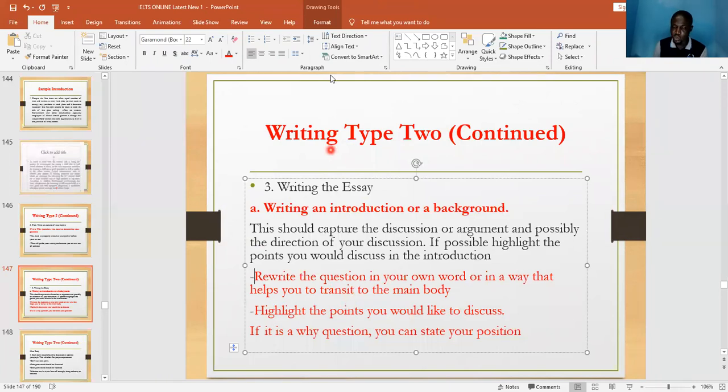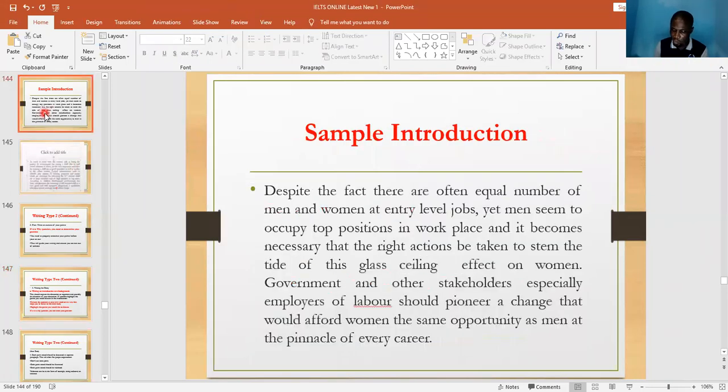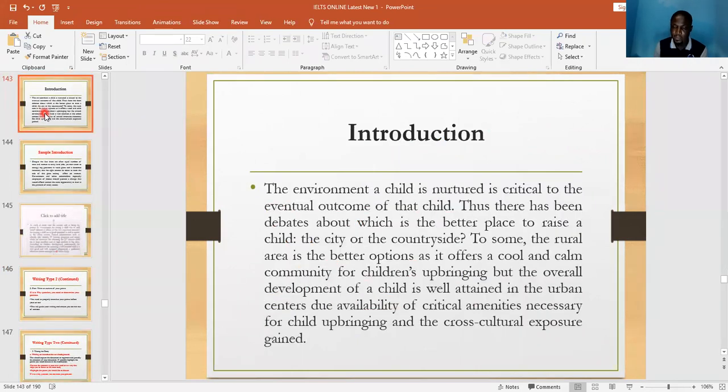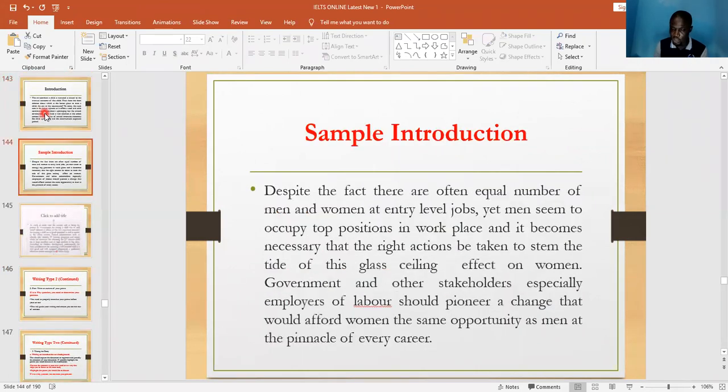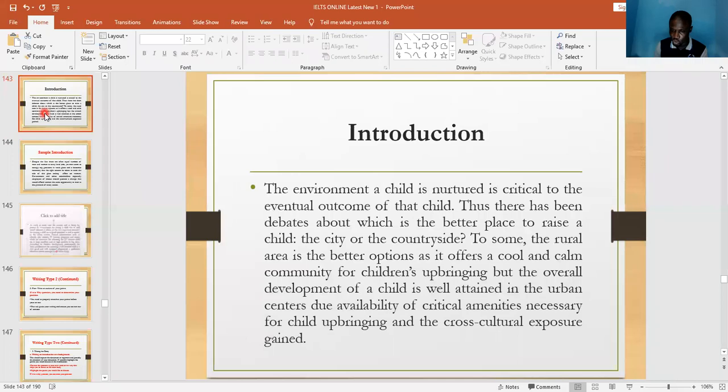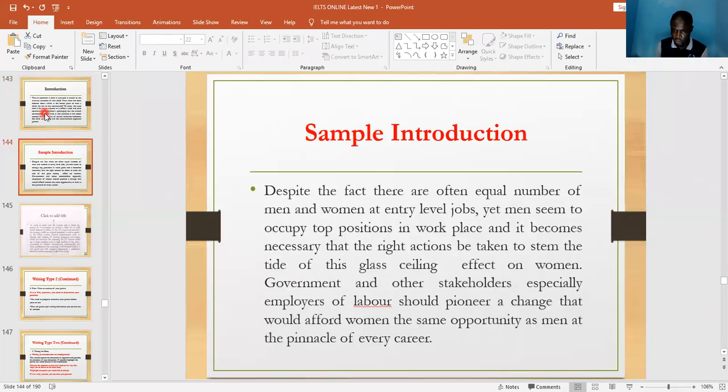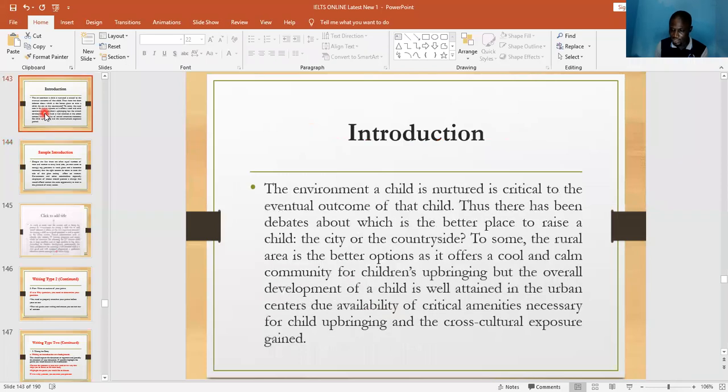Okay, that was the tip I gave on writing introduction. Then I came up here, this was another task. Yes, I think in the previous class, before the last class, this was the introduction I did. Yes, but for the last class, this was the introduction I did.